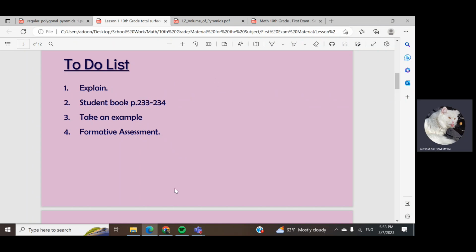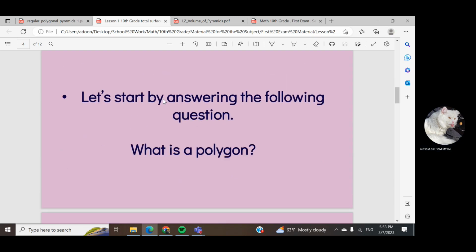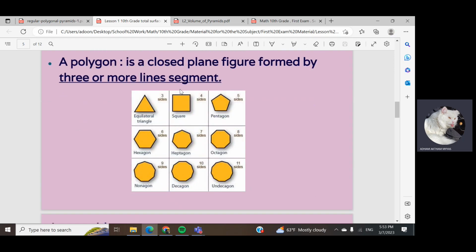So let's start. First of all, let's have a question about the polygon. And what's a polygon? A polygon is a closed plane figure formed by three or more line segments. Here we can see the types of polygons that we know: triangle, square, pentagon, hexagon, heptagon, octagon, and etc.